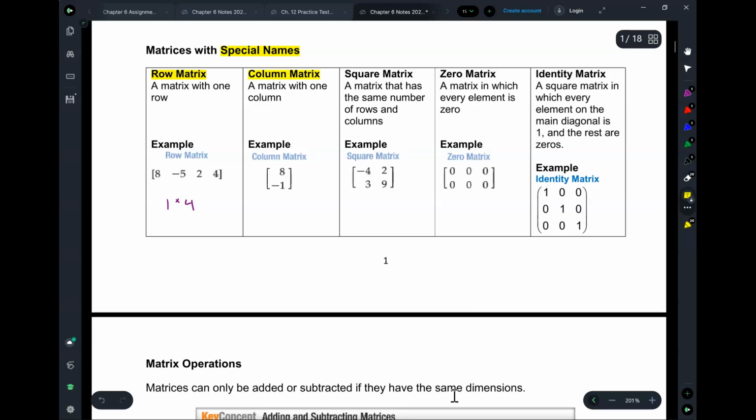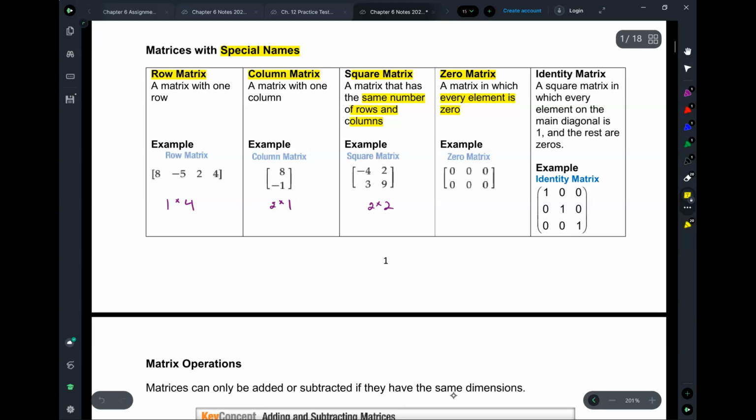A column matrix has one column, right? So this is a column matrix. How many rows in here? 2. So this is a 2 by 1. Okay. A square matrix is a square. It has the same number of rows and columns. This is a 2 by 2. You can have a 3 by 3, a 4 by 4, an n by n, okay? A zero matrix is a matrix of any size or dimension. It's just every element in there is a 0. What's the dimension of that one, by the way? 2 by 3. A 2 by 3.